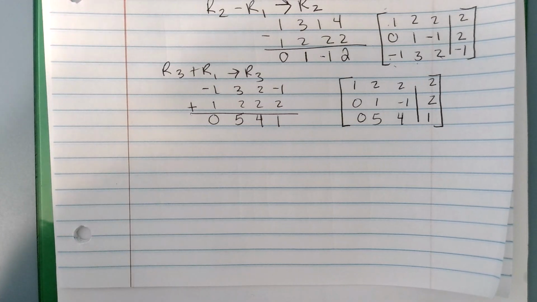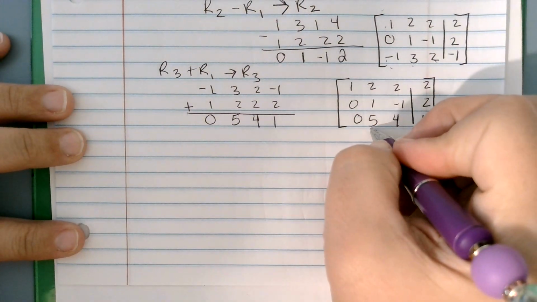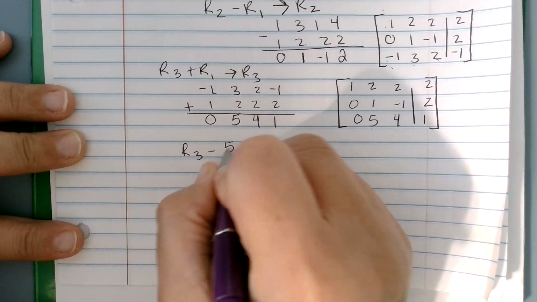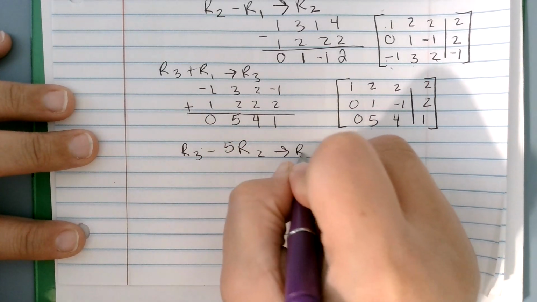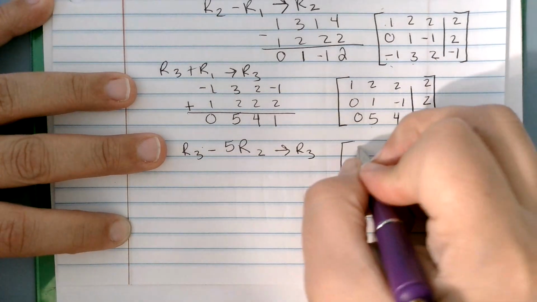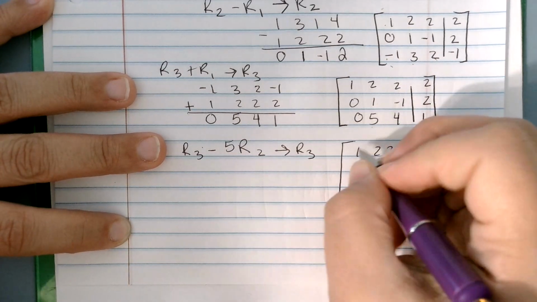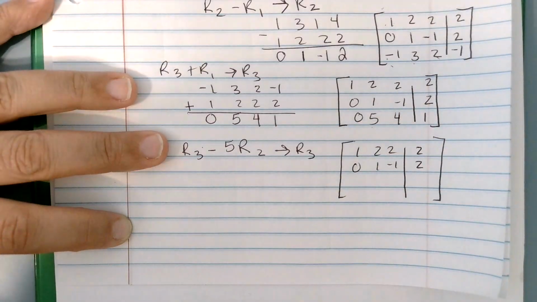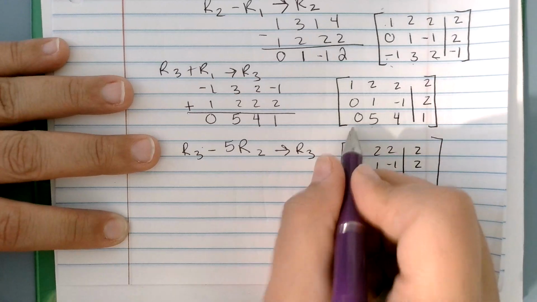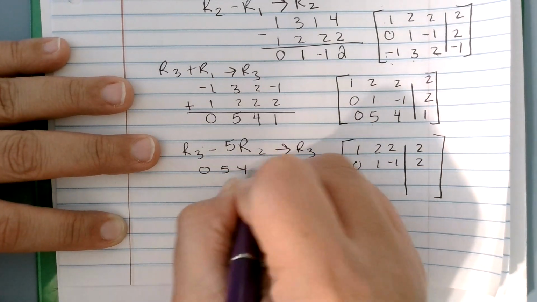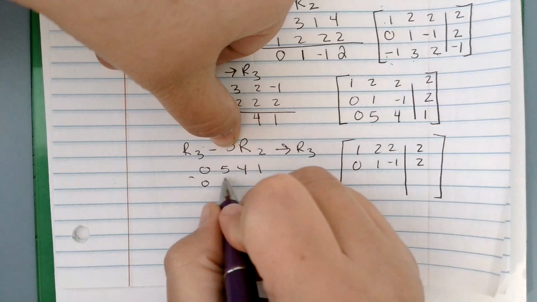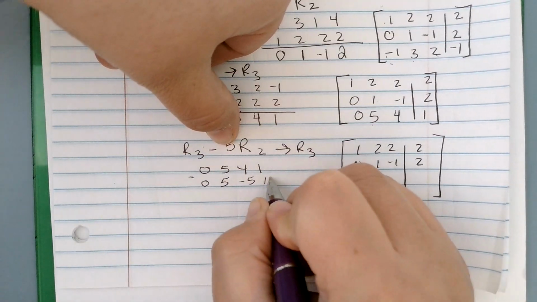Let's see. Row 2 is a 1. And if I want to do 5 minus 5, I can do row 3 minus 5 times row 2 and replace row 3. So that means I'm going to copy this matrix down so I don't mess up. 1, 2, 2, 2, 0, 1, -1, 2. Neither one of these rows are actually changing, so I'm going to copy them down. On the side, I'm going to do some work and copy the old row 3, which is 0, 5, 4, 1. And then I'm going to write down 5 times row 1. So 5, -5, and 10.